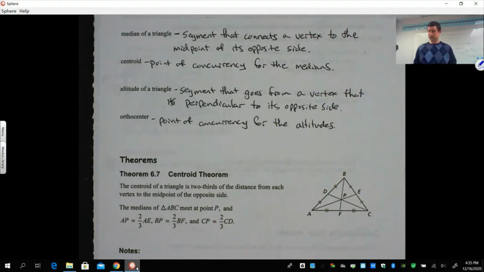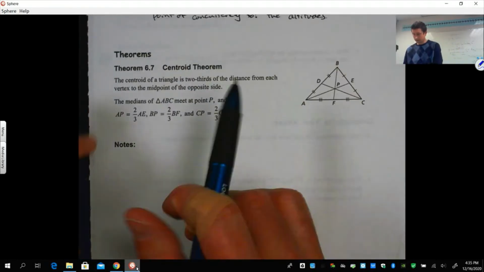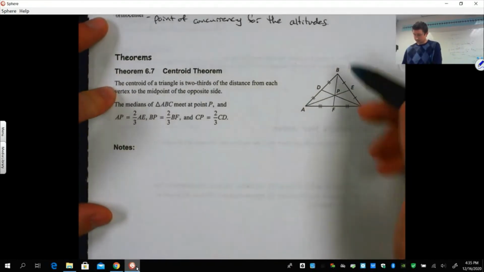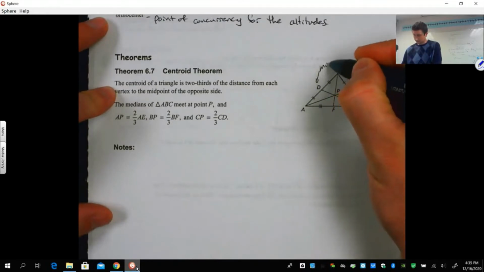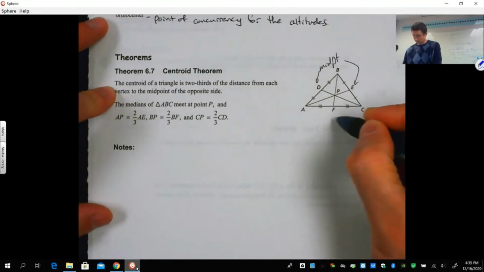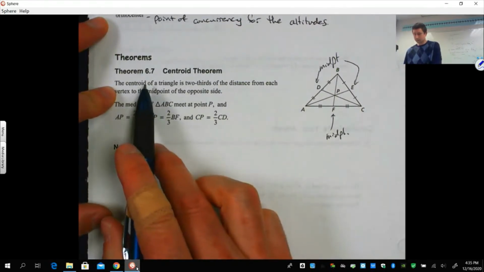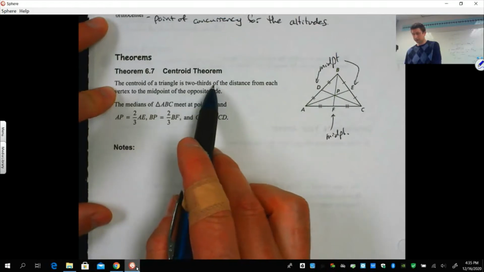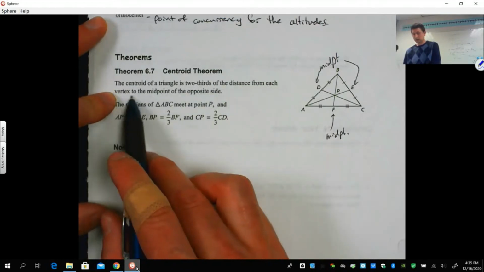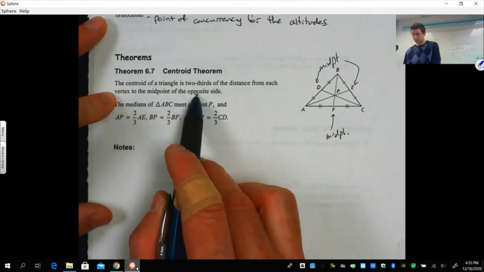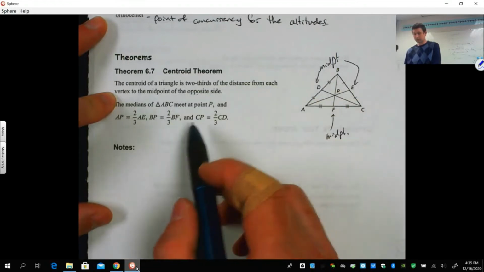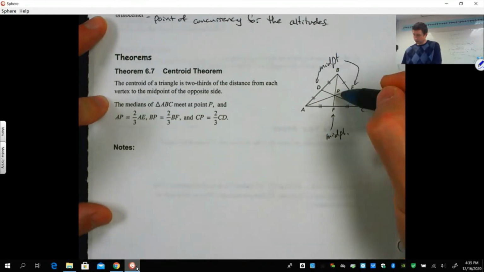So, unique things about the centroid. Centroid theorem here. The centroid, which is the point of concurrency of your medians, so we notice this is a midpoint, this is a midpoint, and this is a midpoint. The centroid of a triangle is 2/3 of the distance from each vertex to the midpoint of the opposite side. So it's going to be splitting things into thirds here. What it's saying here is P is 2/3 of the distance from B to F.